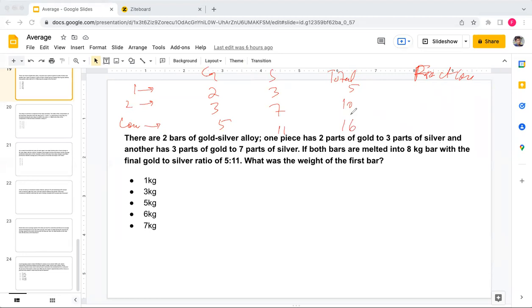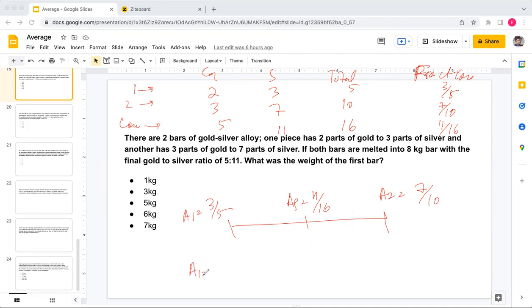So what is the fraction of silver in first? That is 3/5. In second one, this is 7/10. And the last one, this is 11/16. What is the lower one? And what is the bigger one? 3/5, right? And this is A1. And AG is equal to 11 by 16, and A2 is equal to 7 by 10. Again, take the LCM of denominator, which is 80. So A1 is equal to, what is this value?